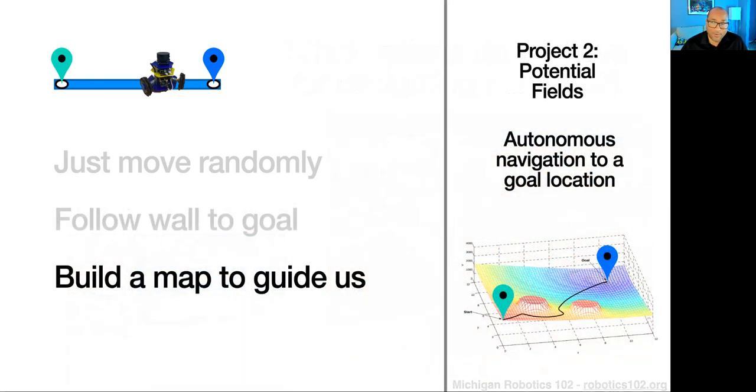Another option we did for project two was potential fields. And so we could build a map to guide us. We can form an attractive potential that will attract us towards the goal, and then we'll put repulsive potentials around our obstacles so that we don't crash into them, and our robot's navigation is pushed away from our obstacles, from things we don't want to run into.